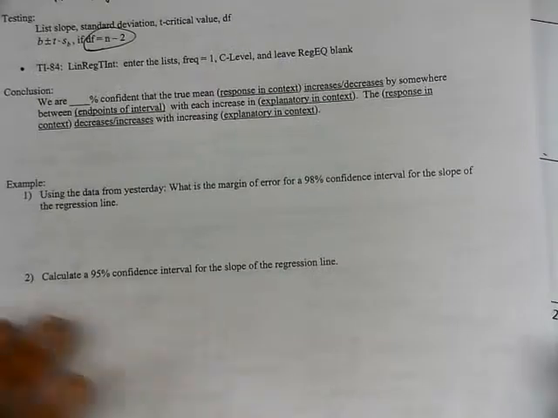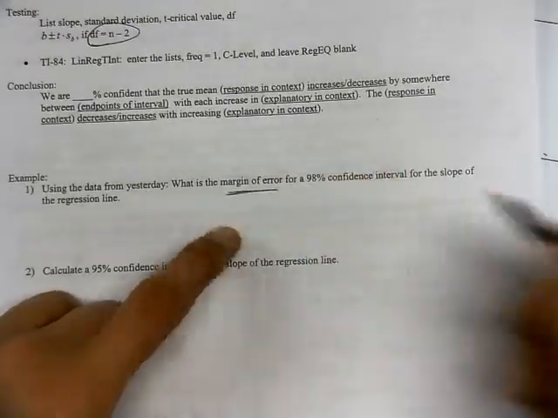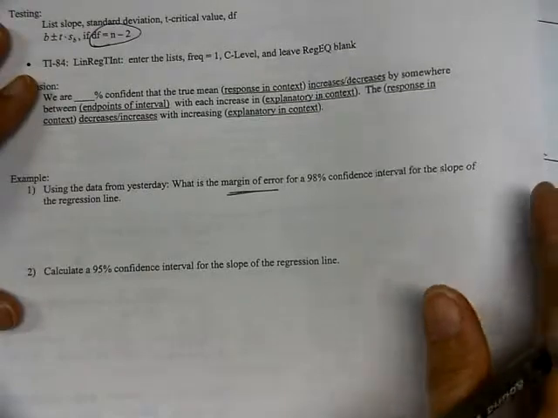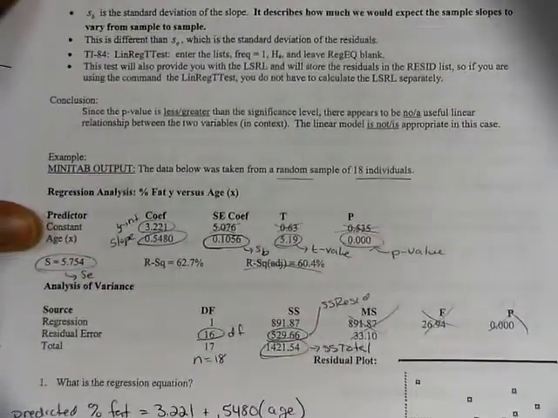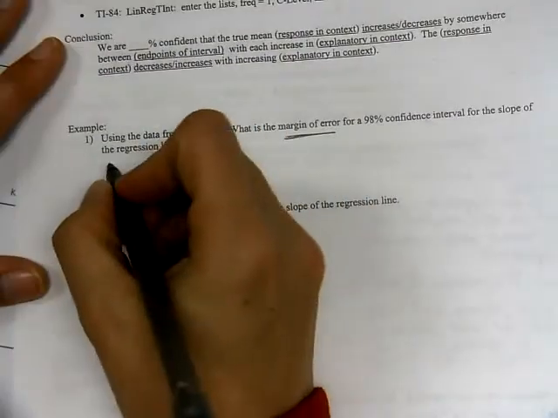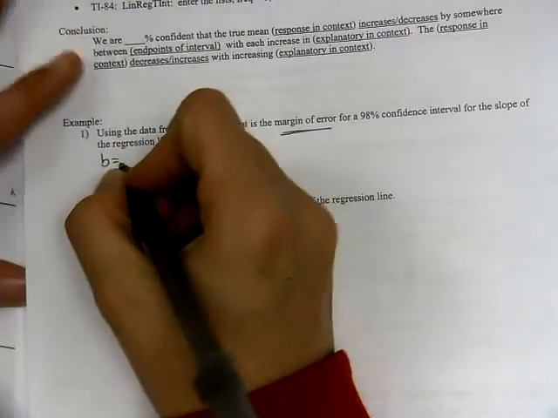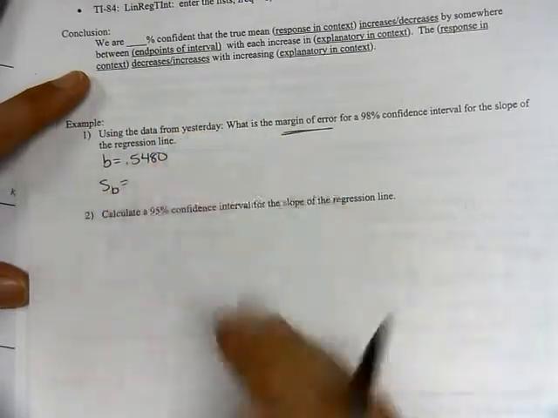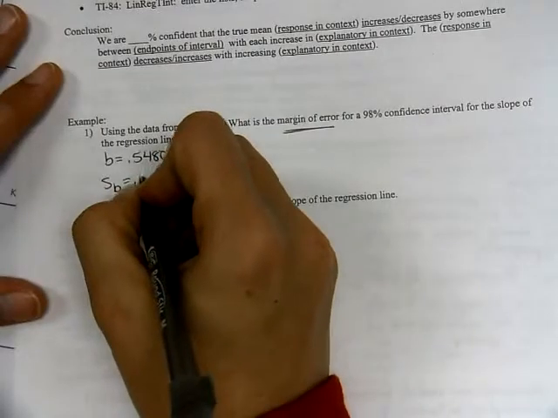So we're going to take the data from yesterday. What is the margin of error with a 98% confidence interval for the slope of the regression line? So yesterday we were looking at percent body fat versus age. So our slope yesterday was 0.5480. SB, which was the standard deviation of the slope, was 0.1056.